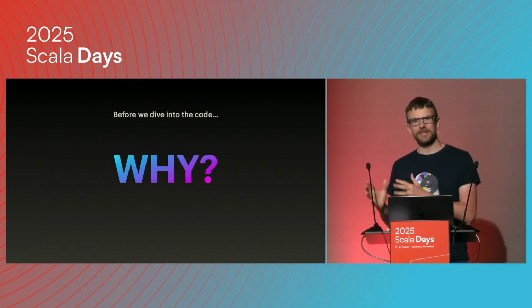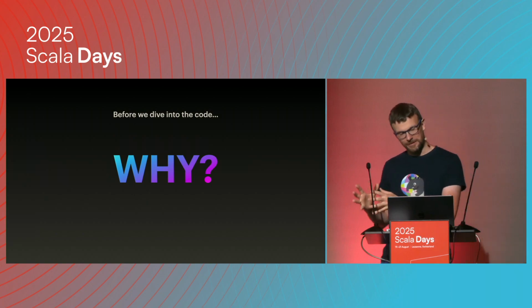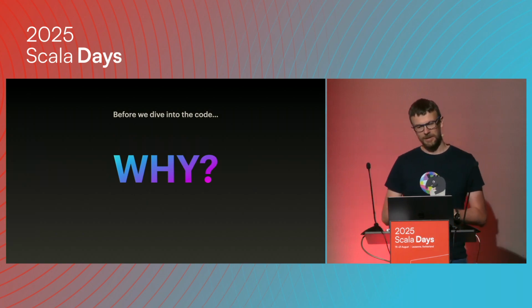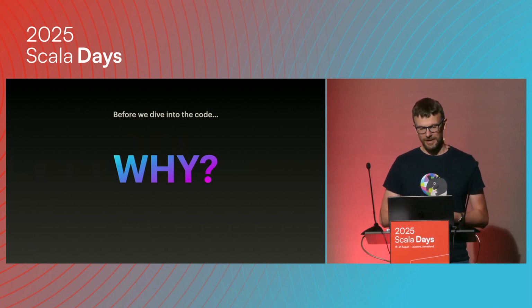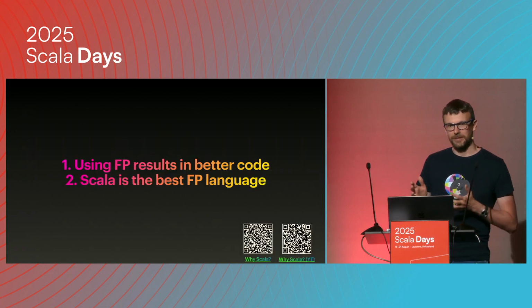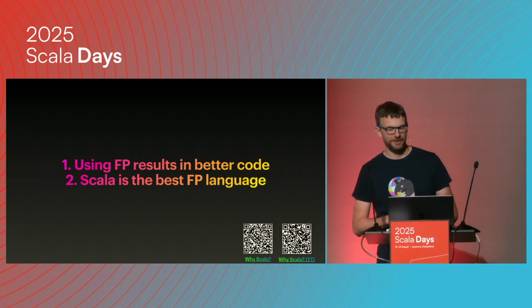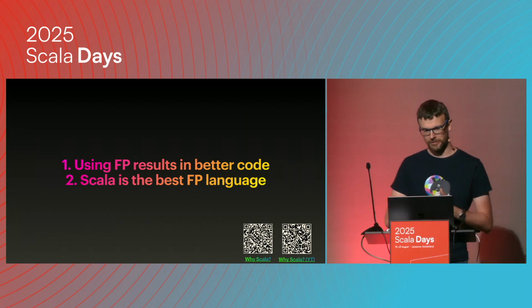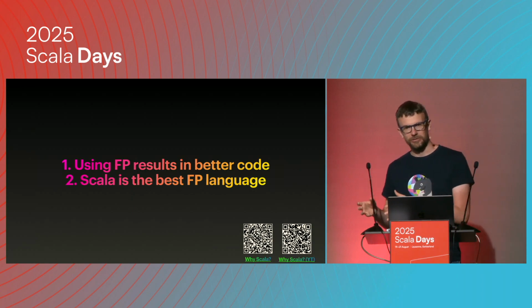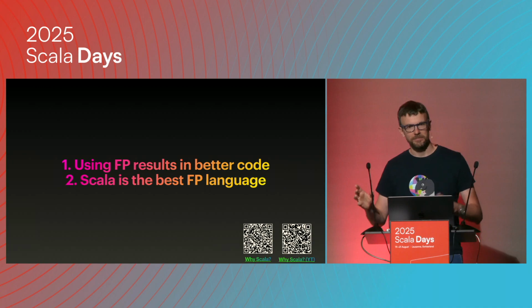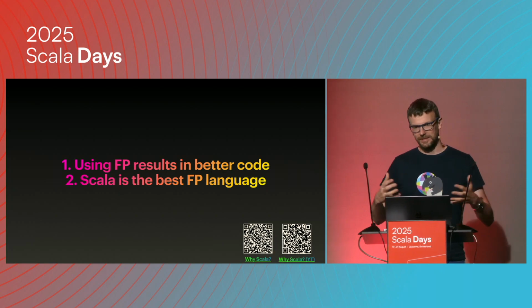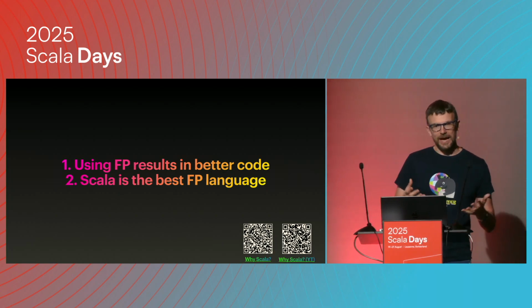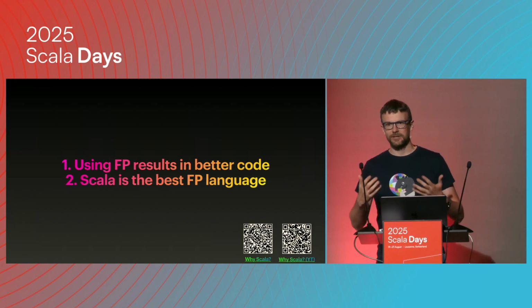So first, before we dive into the code, and after we have taken a look at SBT, let's consider why we need a new, or yet another, concurrency library for Scala, right? I will make two assumptions that I will not discuss here. First, that using functional programming results in better code using various metrics. Maybe it's fewer bugs, maybe it's more concise, maybe it's easier to understand, but in some sense it is better. And the second axiom is that Scala is the best functional programming language out there.